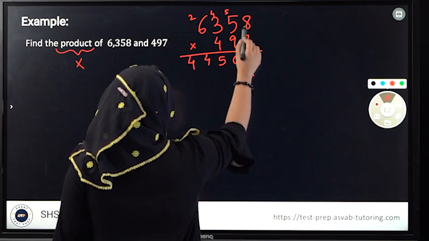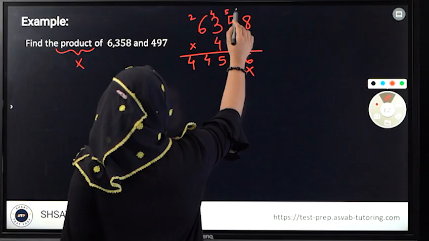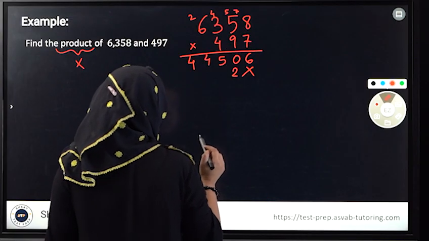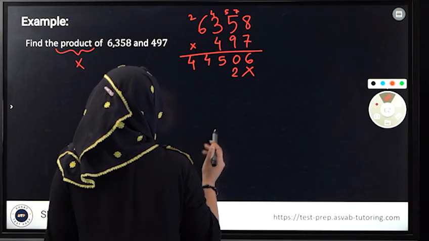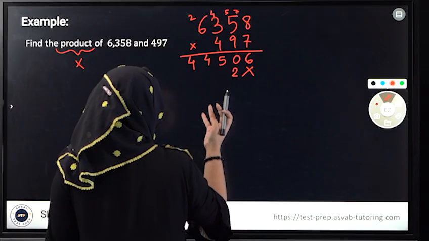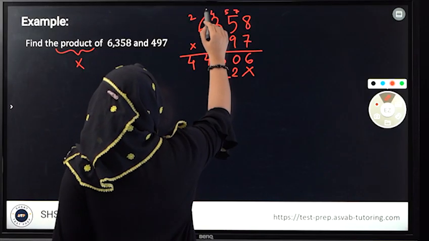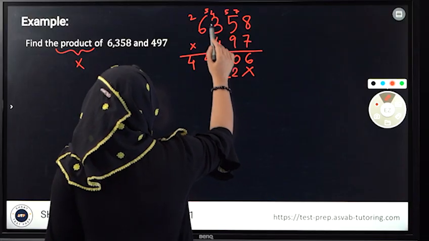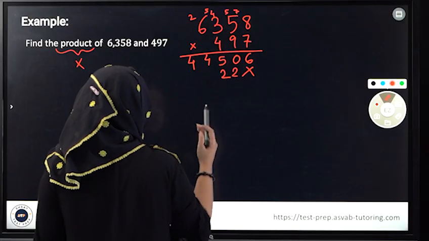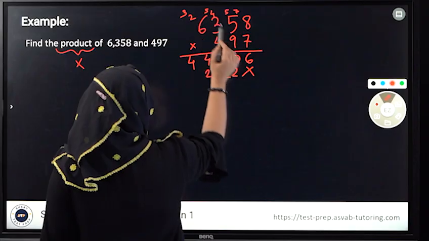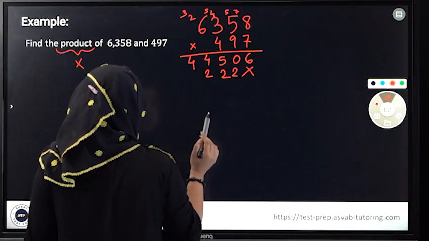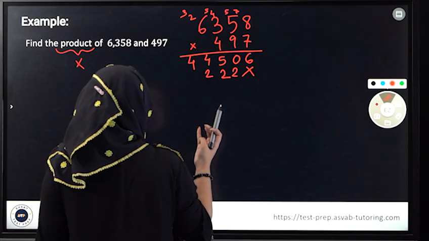Give a cross here. 9 times 8 is 72. Put a 7 as a carry. 9 times 5 is 45 plus 7, 46, 47, 48, 49, 50, 51, 52. Carry the 5. 9 times 3 is 27 plus 5, 28, 29, 30, 31, 32. Carry the 3. 9 times 6 is 54 plus 3, 55, 56, 57.